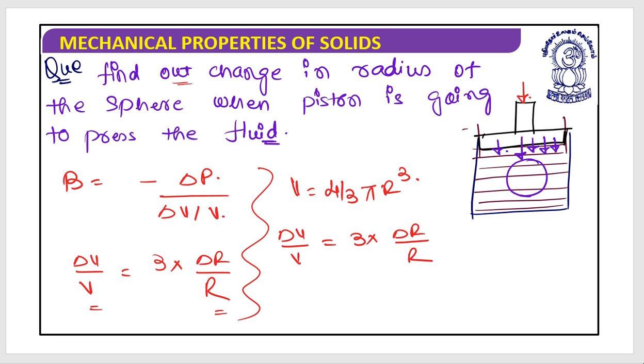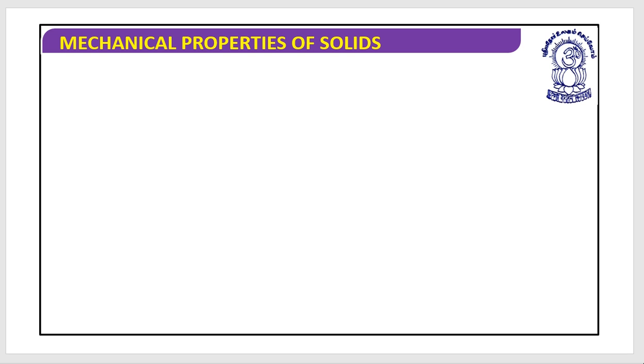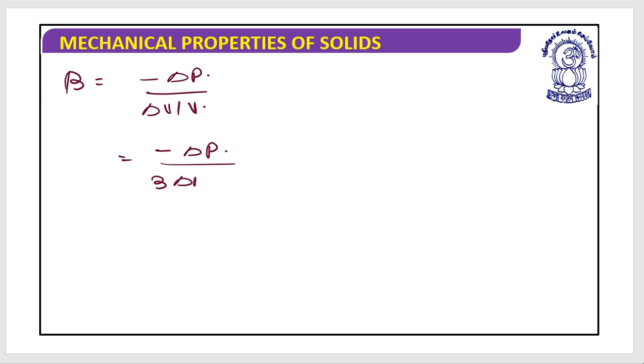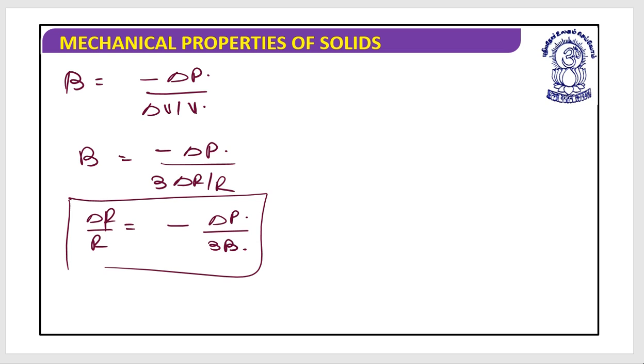Great. So B is equal to minus of delta P divided by delta V by V. If I replace the value of delta V by V, this is equal to minus of delta P divided by 3 times delta R by R. This is the bulk modulus. So from this, delta R by R is equal to minus of delta P divided by 3B. That's it. You did it. Great job. I hope this is clear. Are you sure? Great.